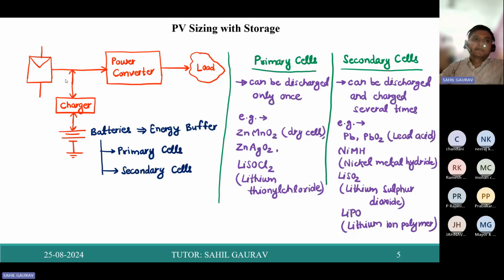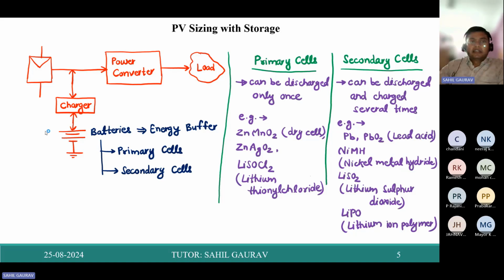It is very impractical to install a PV system without an energy storage system, because we know this PV array depends highly on nature. And this is an intermittent source of energy. So if there is a cloudy day or some interruption happens, then you cannot get power from this PV array.